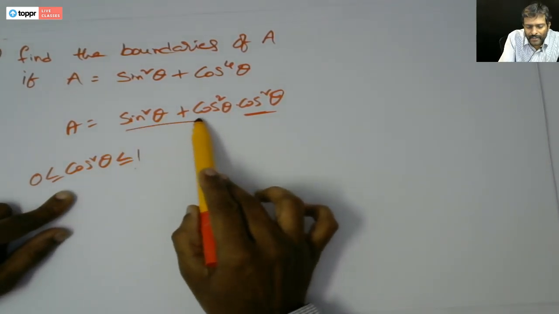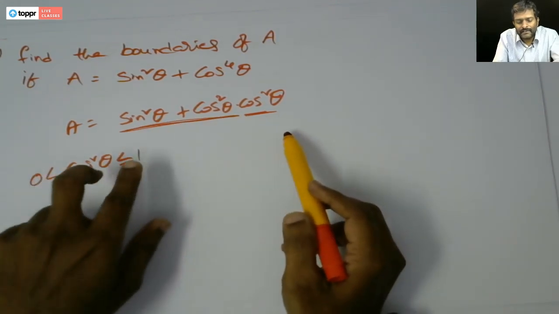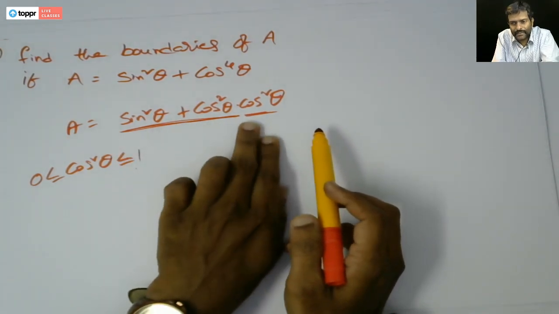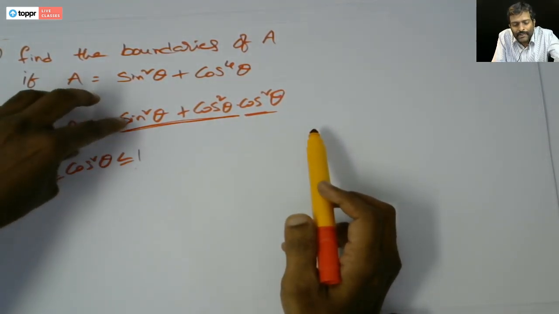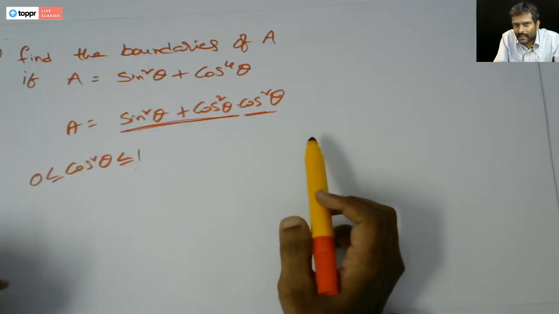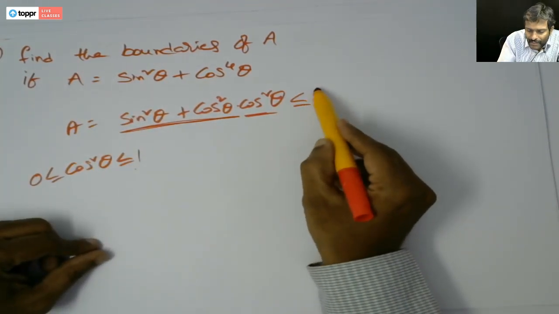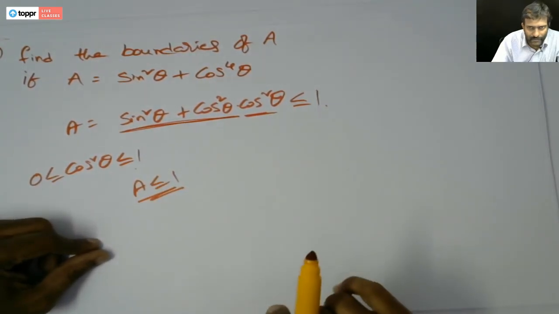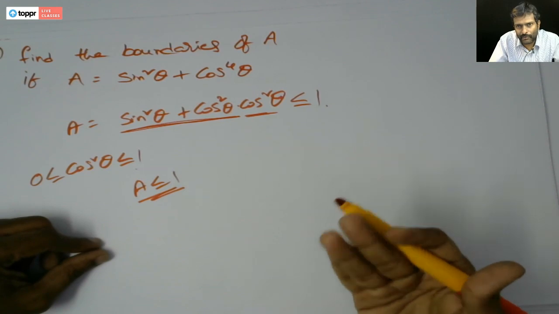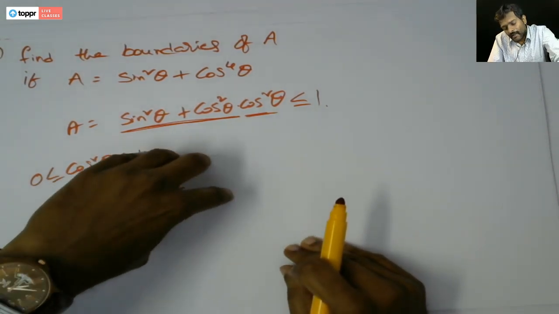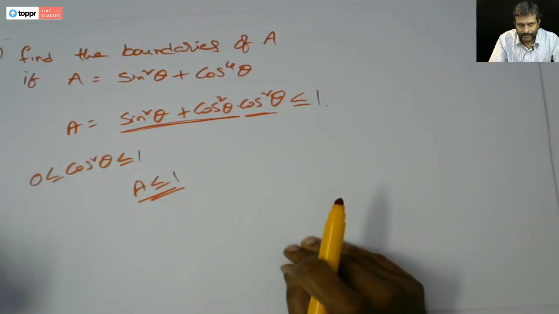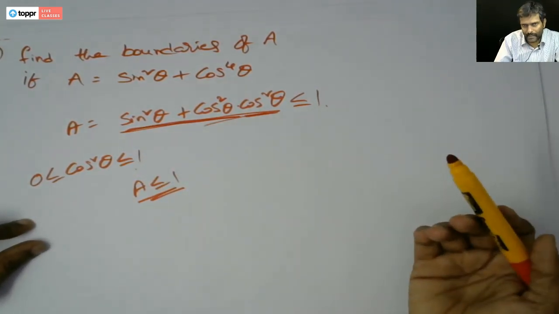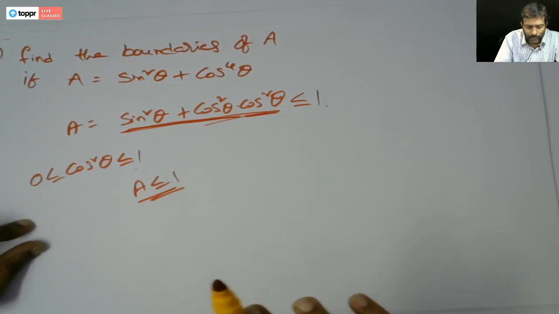Now if you look, sine square theta plus cos square theta is always equal to 1 actually, and you are multiplying something to this, right? So that means what? The value of a is always less than or equal to 1. So a is less than or equal to 1. So one boundary we found, the upper limit: a is below 1 always, or equal to 1. It can be equal to 1 or below 1.